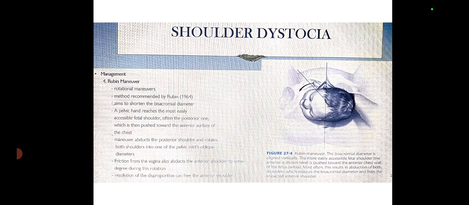The fourth one, the Rubin maneuver. The rotation maneuver recommended by Rubin aims to shorten the bisacromial diameter. A pelvic hand reaches the most easily accessible fetal shoulder, often the posterior one, which is then pushed towards the anterior surface of the chest. The maneuver adducts the posterior shoulder and rotates both shoulders into one of the pelvic inlet's oblique diameters. The friction from the vagina also adducts the anterior shoulder to some degree during this rotation. The resolution of the disproportion can free the anterior shoulder.